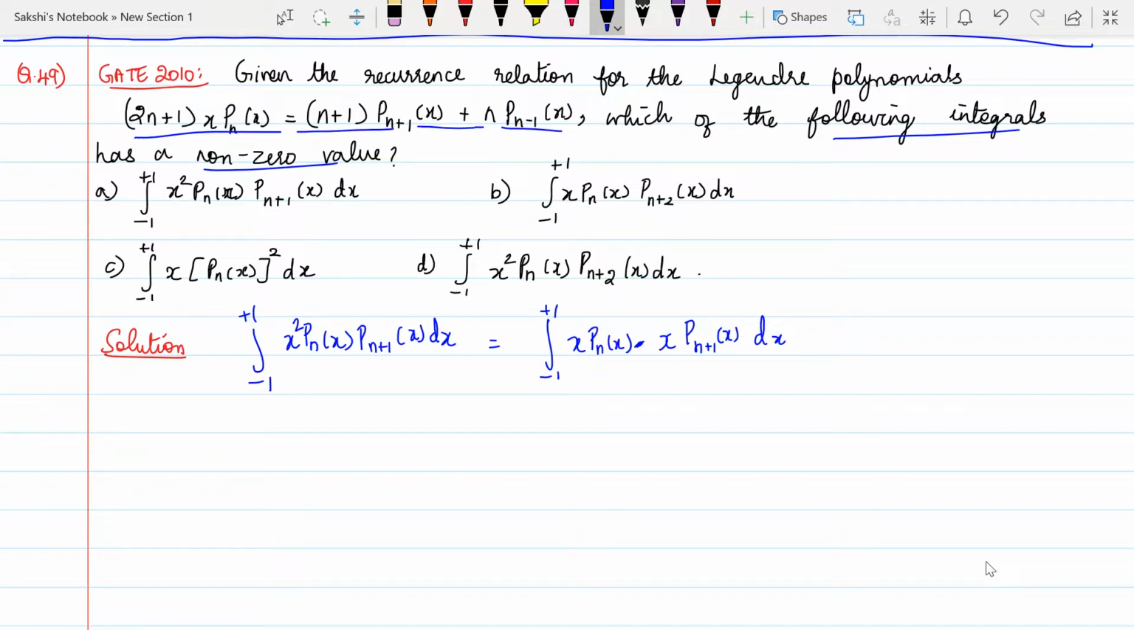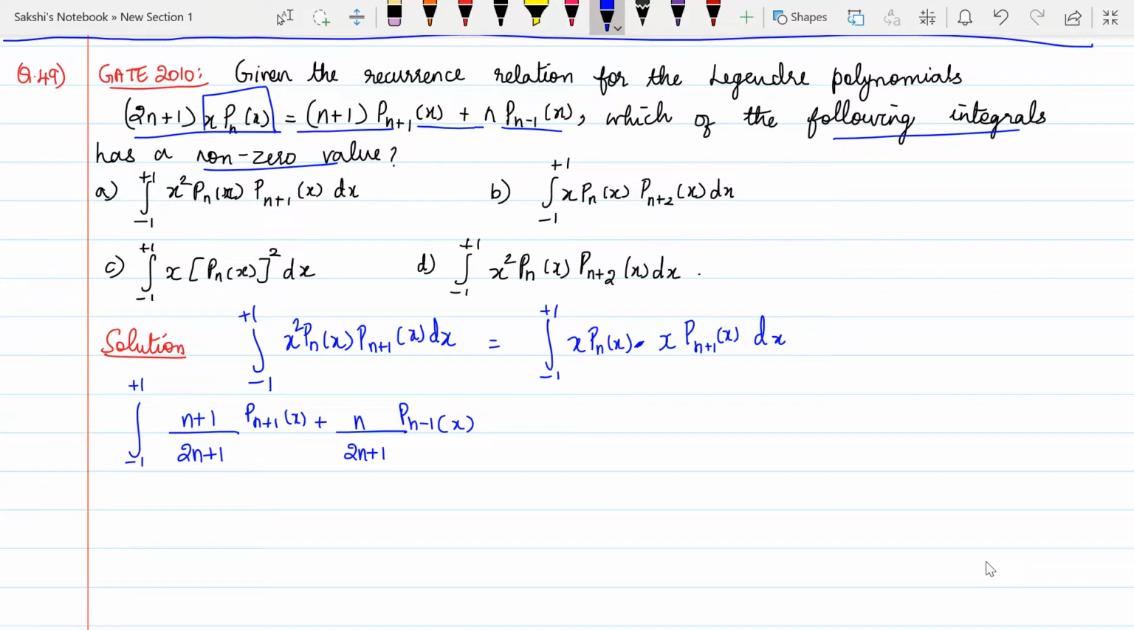From the given recurrence relation I can find x Pn of x. So now I'm going to substitute in my integral for x Pn of x, which will be n plus 1 by 2n plus 1 Pn plus 1 of x plus n divided by 2n plus 1 Pn minus 1 of x. Be careful while doing these calculations. Sometimes you might make a simple mistake and find the option to be wrong. So let us see how to solve. I have found this x Pn of x.